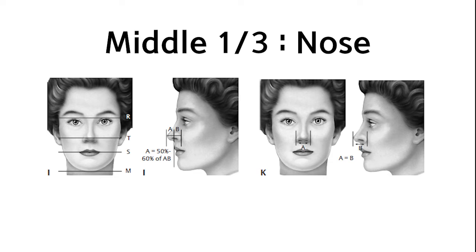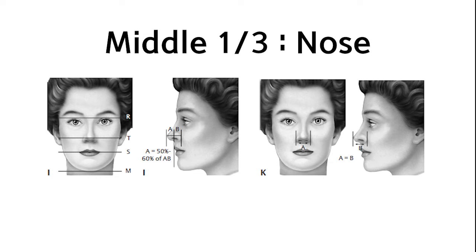When we evaluate the nasal length, the ideal nasal length should equal the distance from the stomion to menton, which equals 1.6 times the distance from the tip to stomion. Nasal length should be approximately 2/3 of the midfacial height, also known as the middle third height.